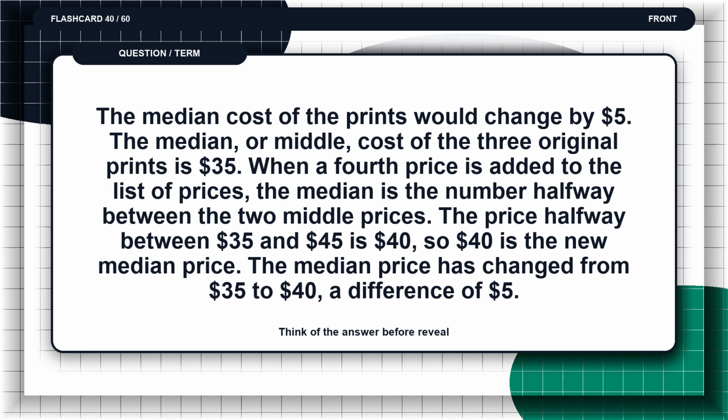Flashcard 40. The median cost of the prints would change by $5. The median, or middle, cost of the 3 original prints is $35. When a fourth price is added to the list of prices, the median is the number halfway between the 2 middle prices. The price halfway between $35 and $45 is $40, so $40 is the new median price. The median price has changed from $35 to $40, a difference of $5. Think of the answer before the reveal.